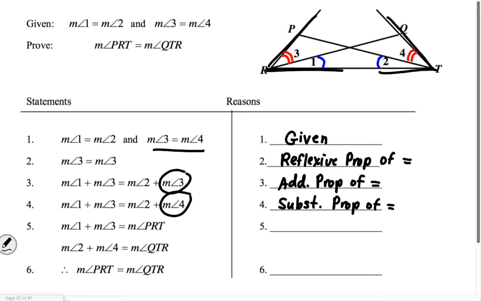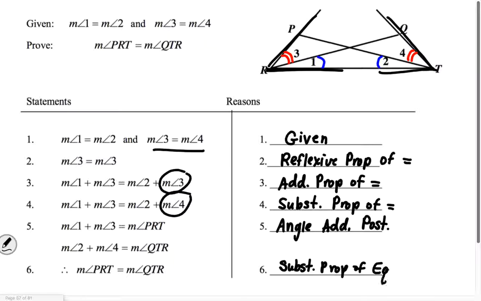Then we're saying, well, measure of angle 1 and 3 add up to be measure of angle PRT. Do we see that in the picture? Do I write segment addition postulate? No, angle addition. Ah, angle addition postulate. Good. And therefore, PRT is equal to QTR. Substitution.